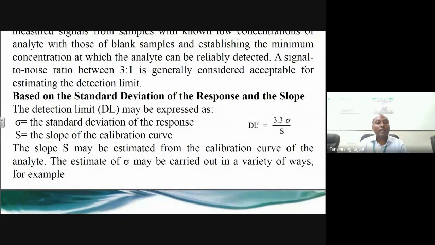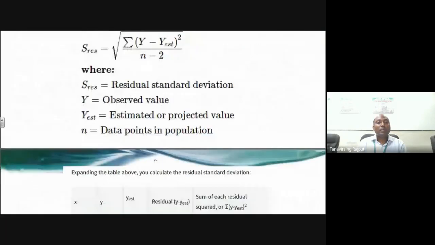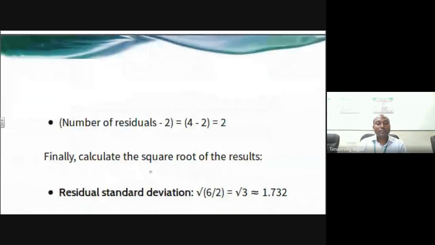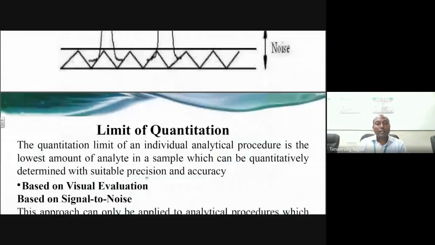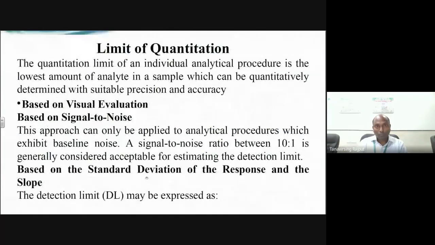We can find out the limit of detection value. Then the next one is the limit of quantitation. As per the ICH guideline, the next parameter is the limit of quantitation. What do we mean by the limit of quantitation? It is nothing but the capacity of our method to quantify the analyte present in the sample.